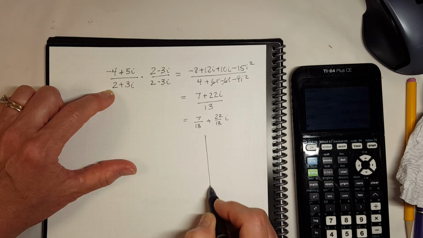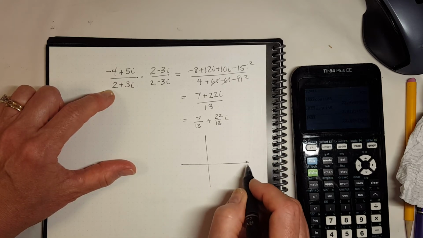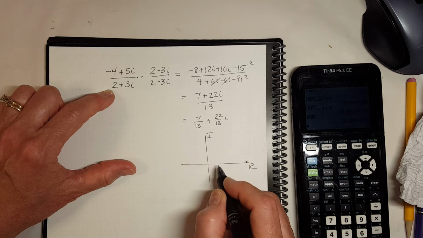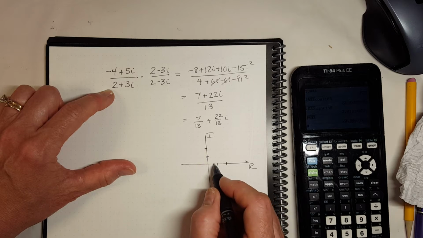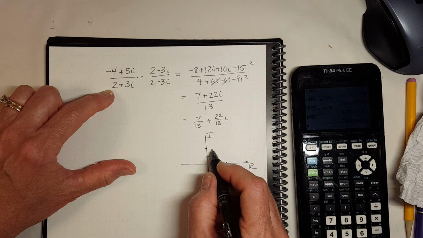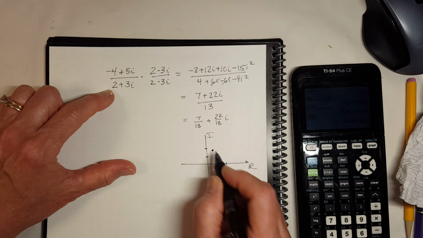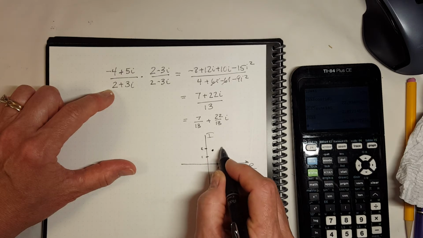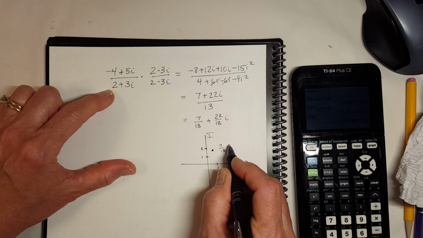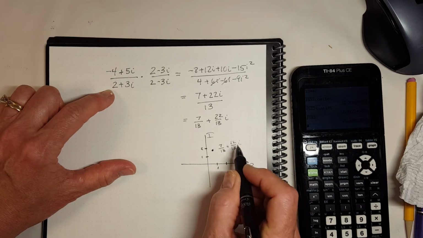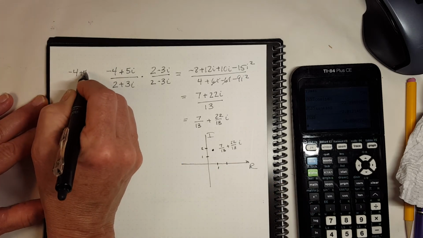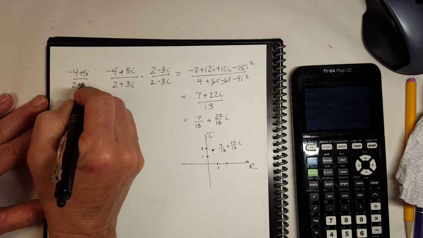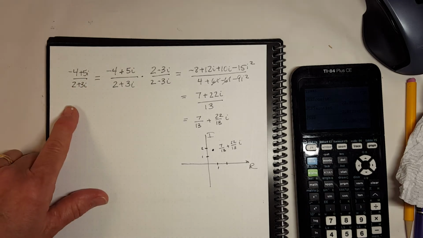So let's just think about where this would be in our complex plane, a little crooked complex plane here. Okay, so if I made this 1, 2, 1, 2, 7 over 13 would be about here, and 22 over 13 would be a little less than 2, so we're somewhere around there, 7 over 13 plus 22 over 13i. That would be if I divided -4 plus 5i by 2 plus 3i. That was the problem we started with.